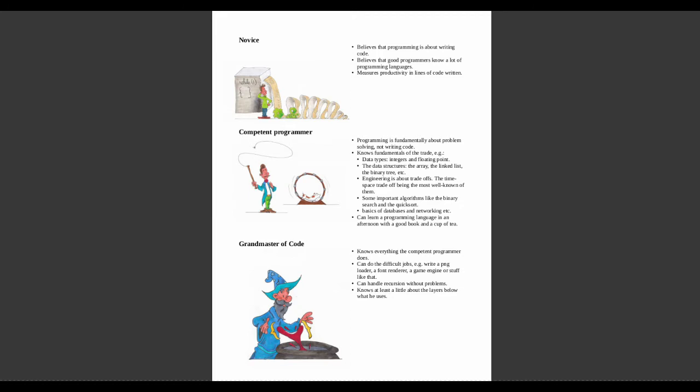So the beginner programmer believes that programming is just about writing code. The competent programmer understands that programming is fundamentally about problem solving. The competent programmer will have a large number of tools in his toolbox. Hashing is one of those, and the competent programmer always makes sure that he understands the fundamentals of how his tools actually work. So understanding what hashing is exactly, how it works, and most importantly, why it is actually useful, that is what we're going to look at today.